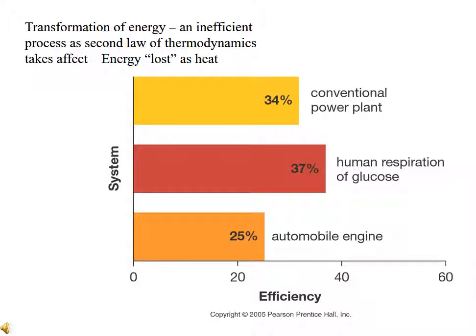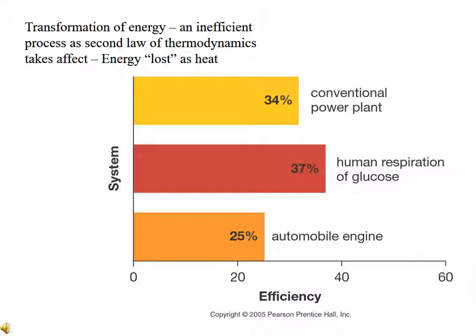So when we look at energy from a practical point of view, we can see that in the transformation of energy, energy obeys the second law of thermodynamics. It's an inefficient process. When we look at a conventional power plant, we have a 34% efficiency in the transfer of energy. When we look at an automobile engine, when we start an automobile, the gasoline is converted from potential energy to kinetic energy. We see that that is 25% efficient.